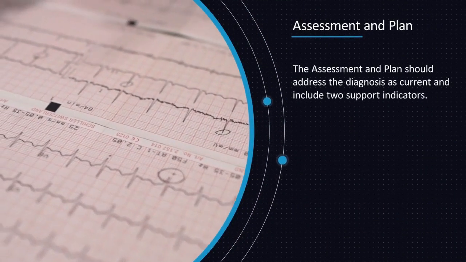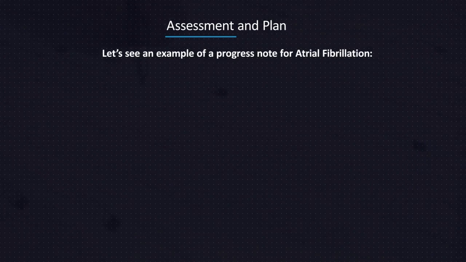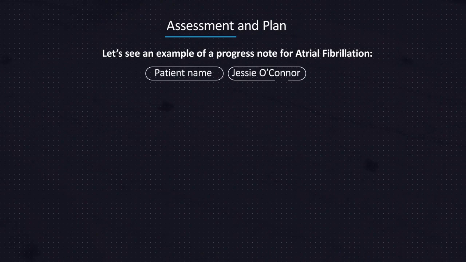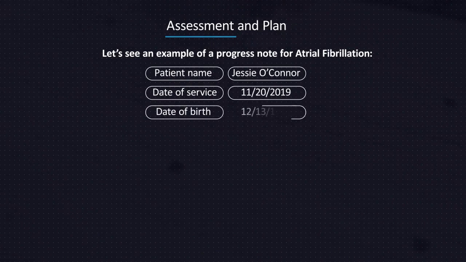The assessment and plan should address the diagnosis as current and include two support indicators. Let's see an example of a progress note for atrial fibrillation. Patient name: Jesse O'Connor. Date of service: November 20, 2019. Date of birth: December 13, 1979.